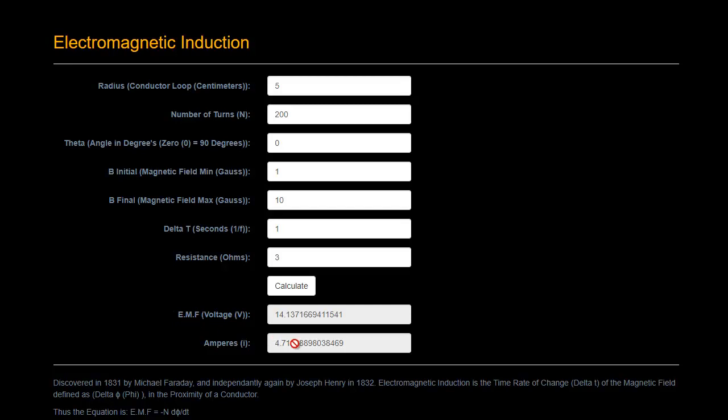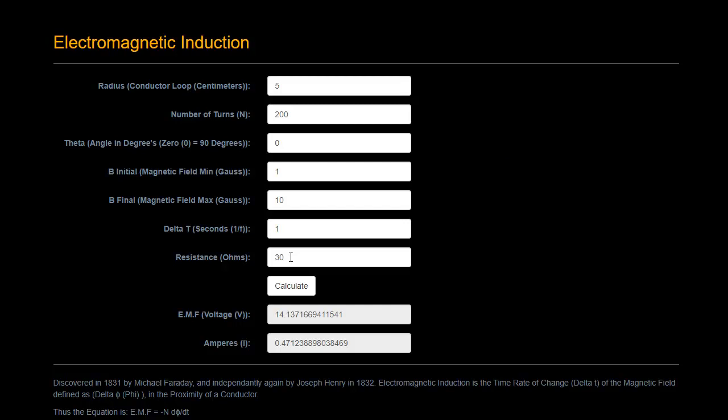Okay, amperes, I. Now at that particular resistance we get 4.71. Let's change that, let's give you a bit of an idea. Let's say all of a sudden we've introduced a factor of 10 times the resistance, and look at that, the amperes in our circuit change dramatically. So something to take into account.